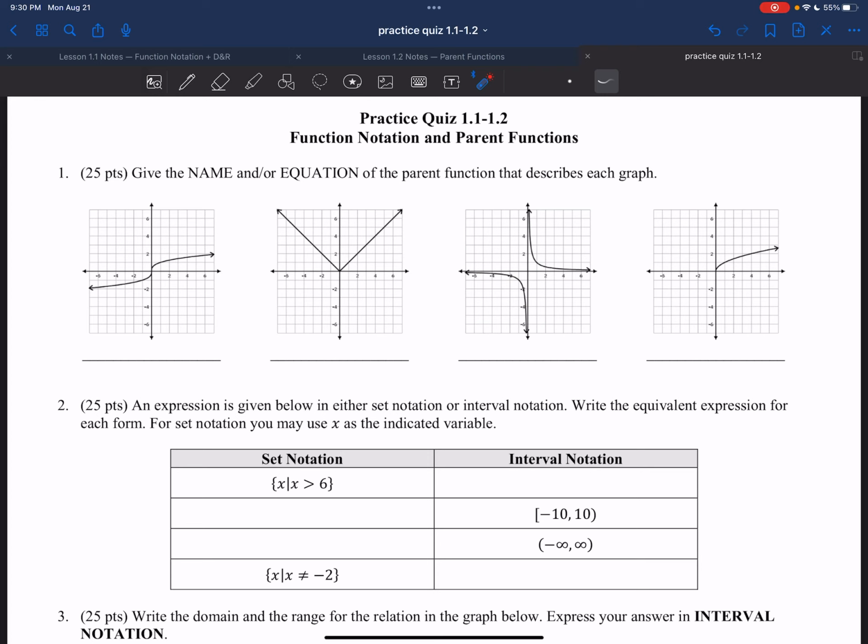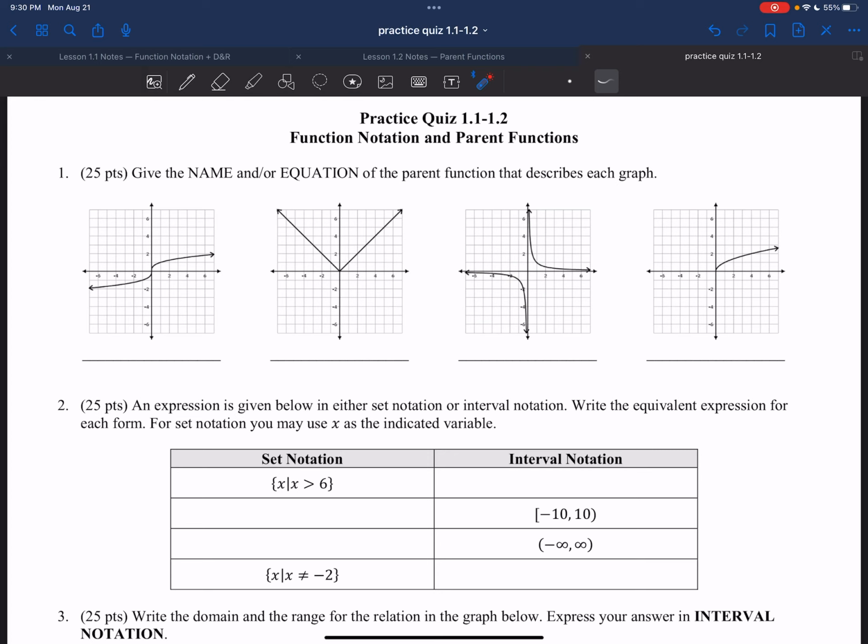So the first one says, give the name and/or equation of the parent function that describes each graph. So this type of question, you just kind of have to know the parent functions, right? All 9 of them, right? Linear, absolute value, quadratic, square root, cubic, exponential, logarithmic, and rational, right? Look at that, all of them are in a row. You've got to know these functions because they're the baseline for what we're doing throughout the year. In each unit, we dive deep into every function. But now we're just getting familiar with what they look like, okay?